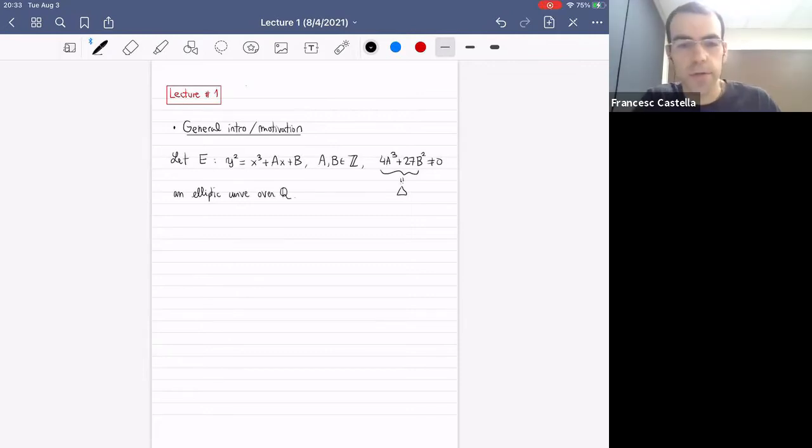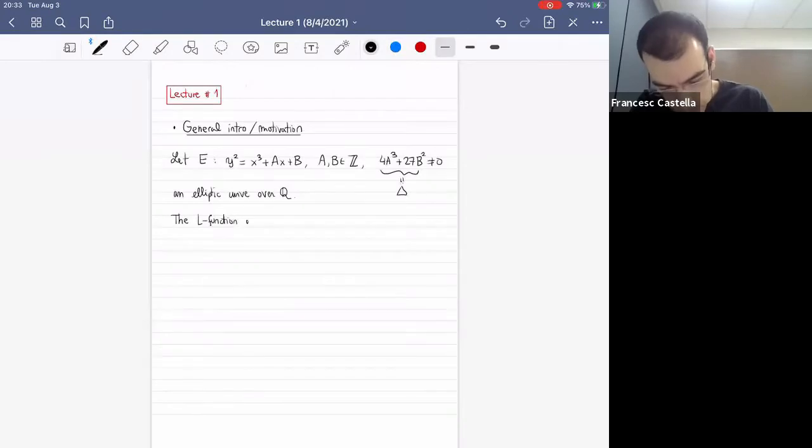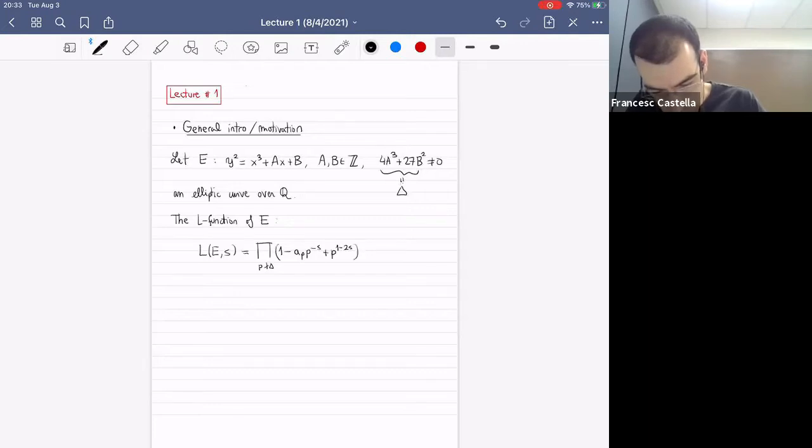And then associated with it, as we also learned, we have the Hasse-Weil L-function. It's defined by an infinite product over all the primes. For the good primes, we have some degree 2 polynomial in p to the minus s, and for the bad primes, we get something of degree 0 or 1.